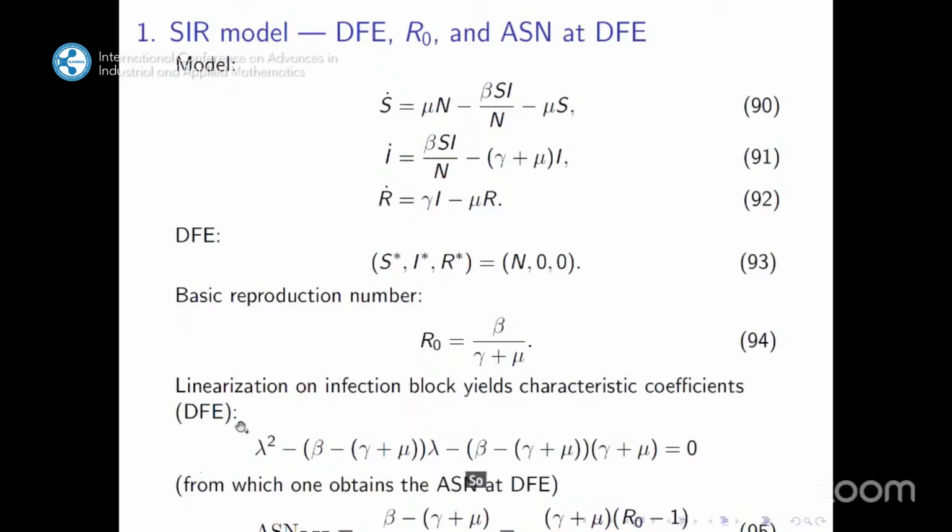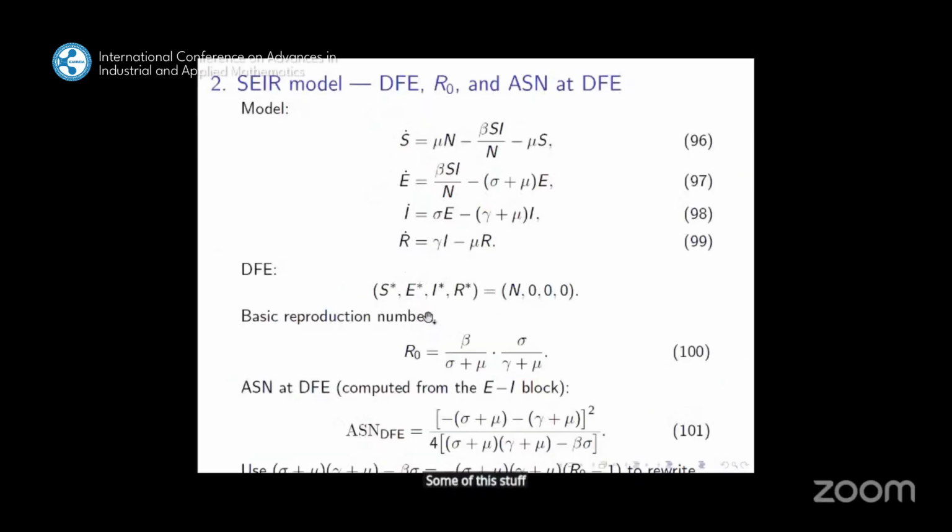So if we linearize, some of this stuff I can't really clearly see. If we linearize and follow all the steps, and then we compute the Atangana strength number at the disease-free equilibrium, we have the following equation.